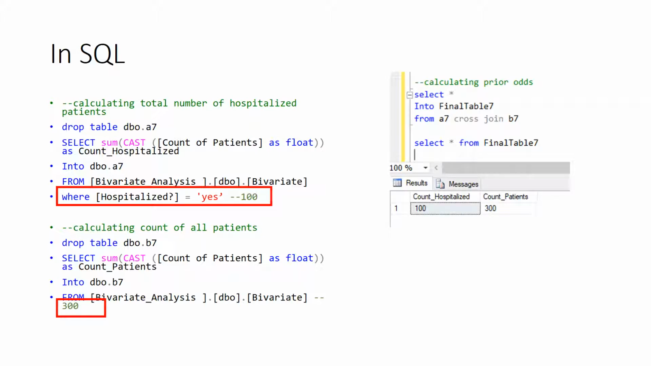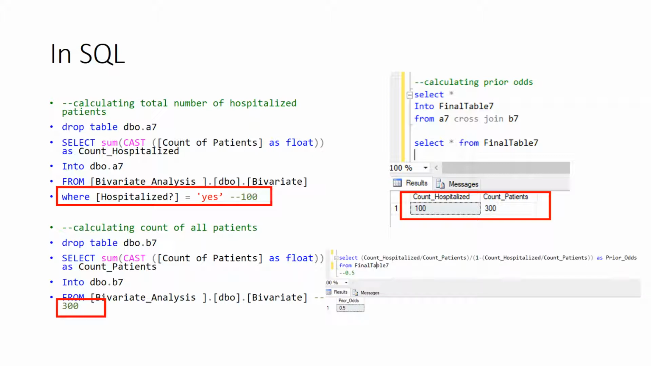And this is the other screenshot from my SQL. So I combined table A7 and B7 into a final table called final table 7, and final table 7 looks like this. It has count of hospitalized plus count of all patients. And this is the last step for calculating the prior odds. So it is just dividing the probability by 1 minus the probability, and the answer came out to be 0.5.